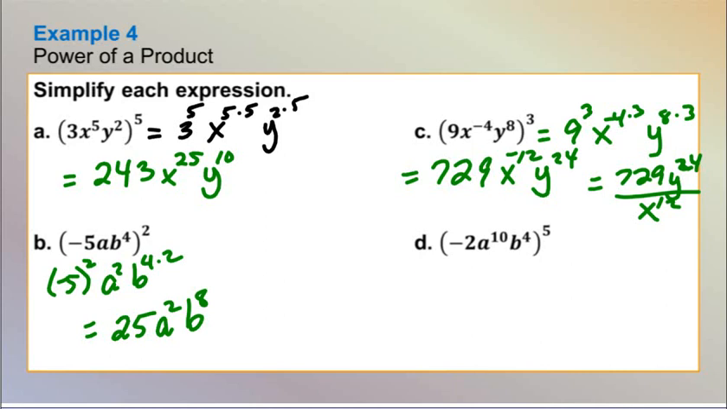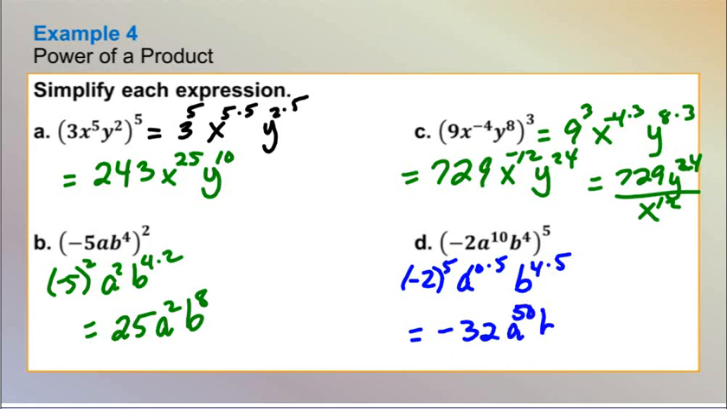The next one, I have negative 2 raised to the fifth power, a to the 10th raised to the fifth power, and b to the 4th raised to the fifth power. Negative 2 to the fifth power would give us an answer of negative 32. And then we have a to the 50th, b to the 20th.